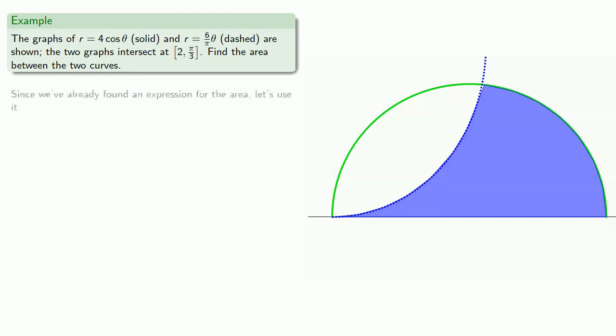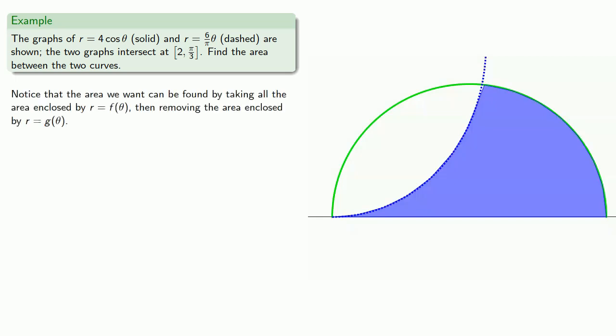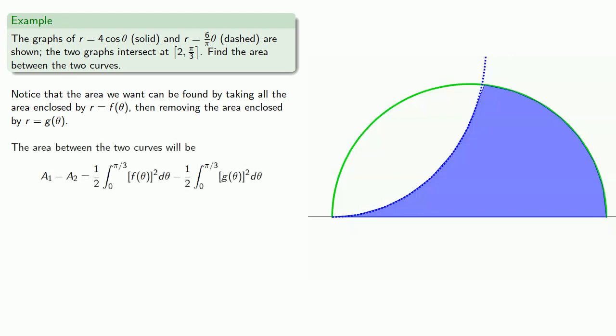Wait. Since we've already found an expression for the area, let's use it. So again, the area that we want can be found by taking all of the area and then removing the area enclosed by r equals g of theta. And so our expression was this.